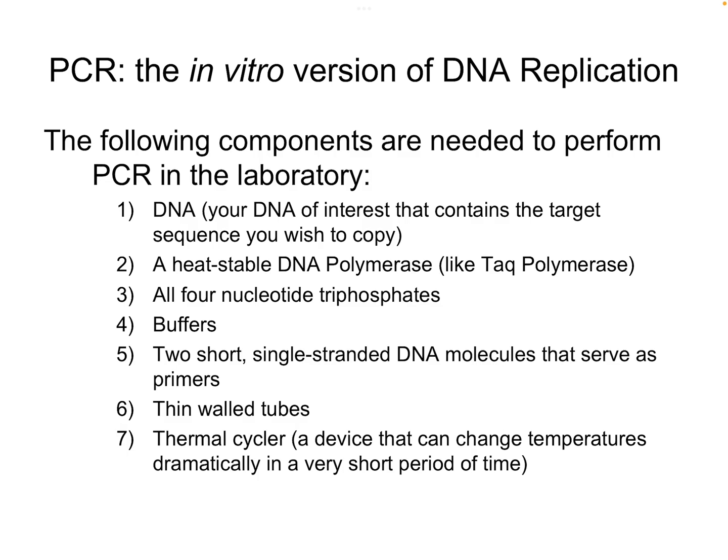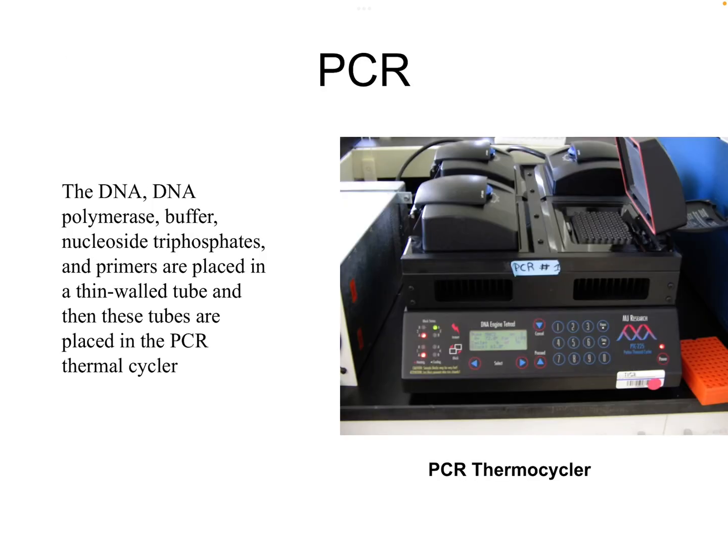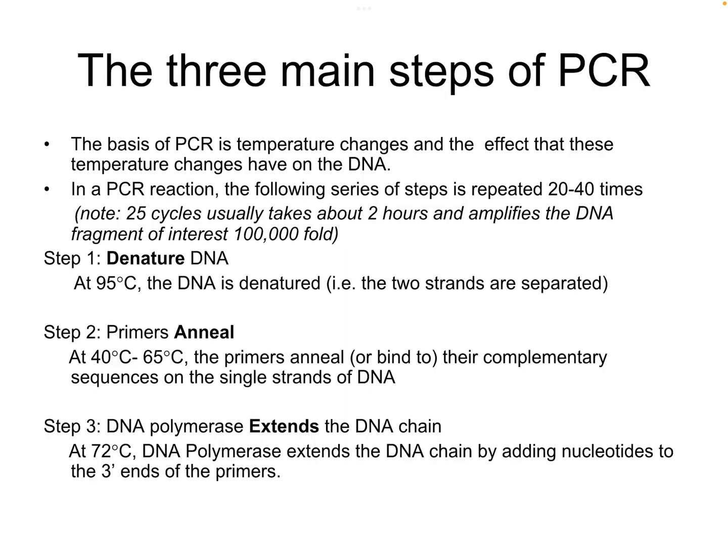This thermal cycler is a device that can change the temperatures dramatically in a very short period of time. This is a PCR thermocycler. So it contains the DNA polymerase, the buffer, the nucleoside triphosphates, and the primers that are placed in a thin-walled tube and are placed in the PCR thermal cycler. The three main steps for PCR.